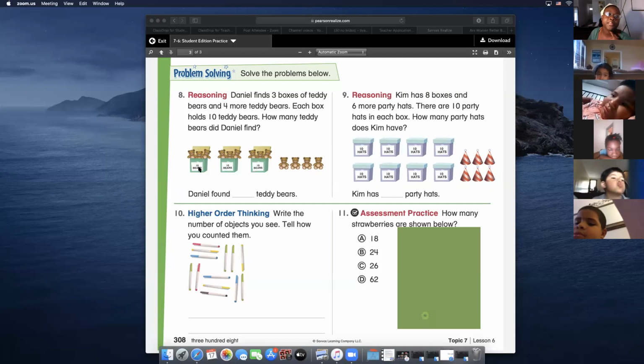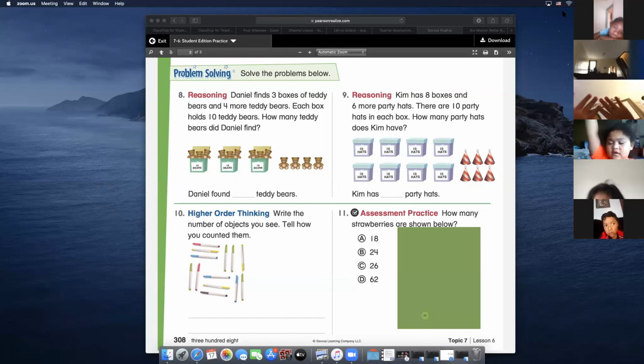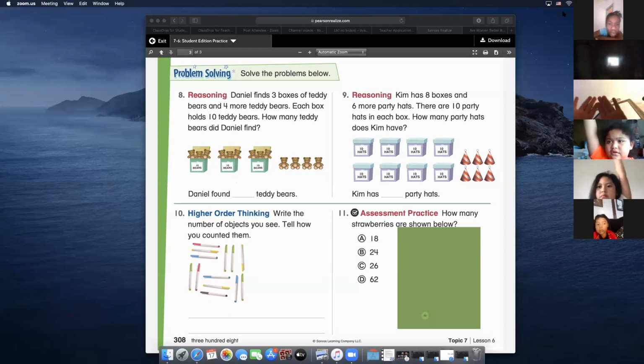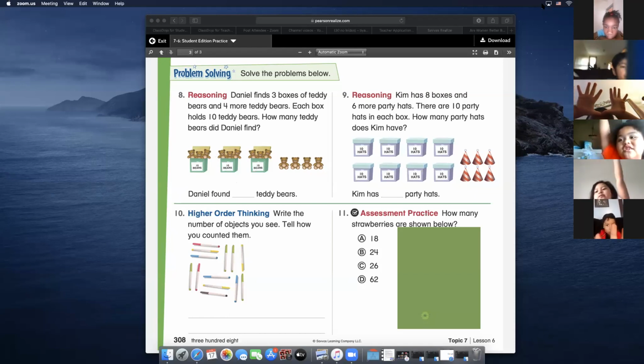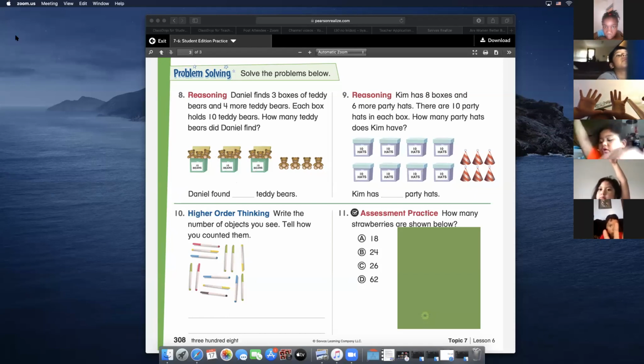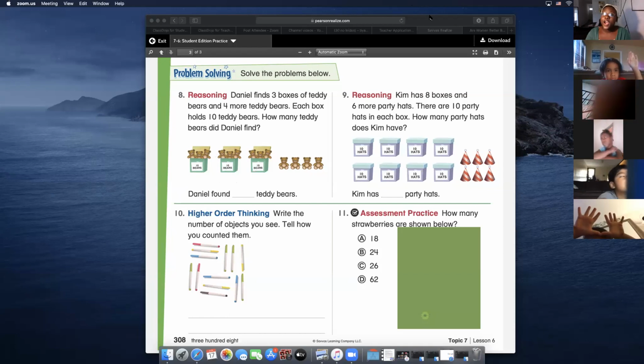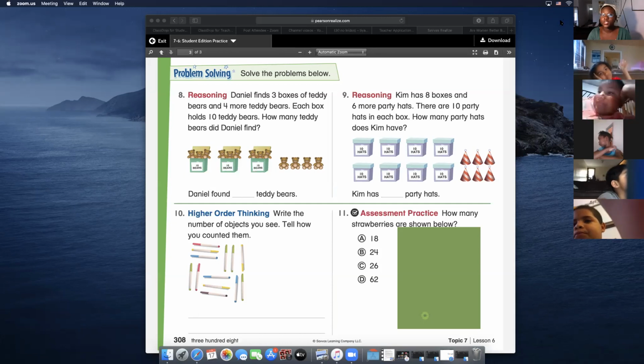So you want to know how many bears did Daniel find? He finds 3 boxes of teddy bears and 4 more bears. And each box has 10. So how many teddy bears did Daniel find? When you have your answer, you can raise your hand. Good. A lot of hands are up. That's good. But I hope we counted these boxes the right way, because remember, there's 10 in there.